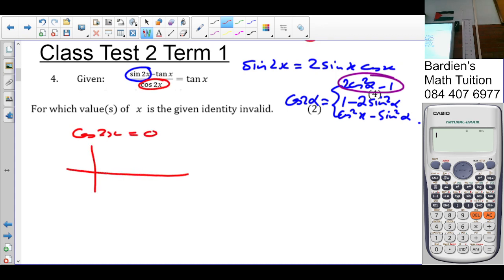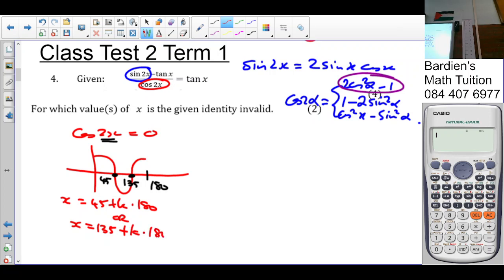So now if it's 0, 1 and minus 1, we take it to the cos graph. So remember this is a 2x here, so this graph completes itself in 180. So cos of 2x is 0 at this point here, which is 45, and at that point, which is 135. Can you see that? So to write that as a general solution, x is equal to 45 plus k times 180, or x is equal to 135 plus k times 180, where k is an element of integers.